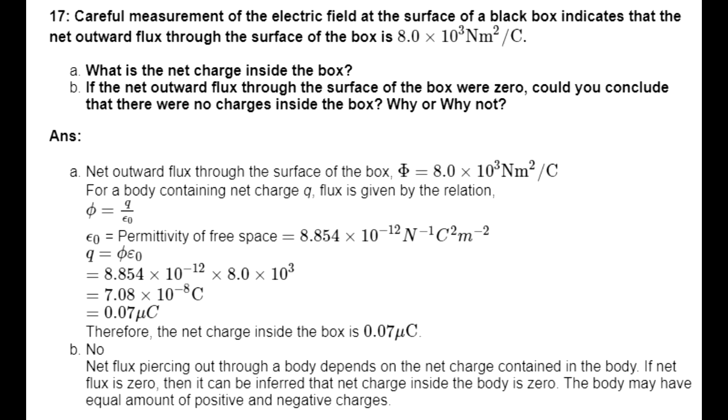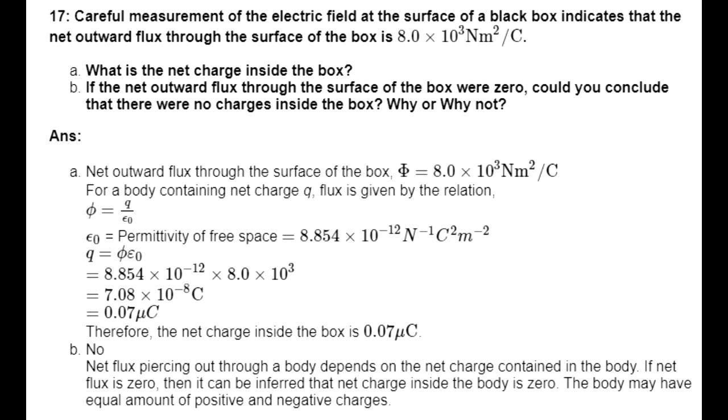Why or why not? So first of all, the net flux is given as 8 × 10^3 Newton meter square per coulomb, and you know that flux phi is q by epsilon naught. So you can find the value of q, that is 8 × 10^3 times epsilon naught, and epsilon naught value is 8.854 × 10^-12 coulomb square per Newton meter square, and that's why q comes around 0.07 microcoulomb.